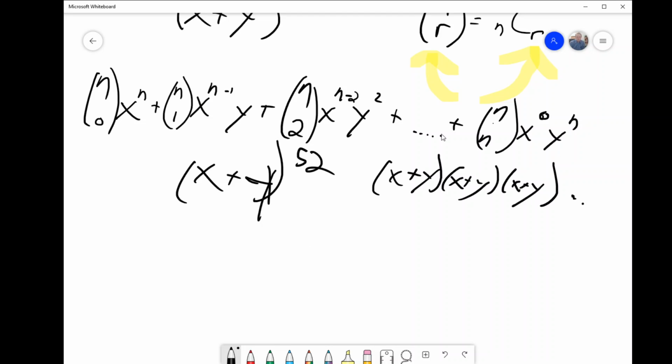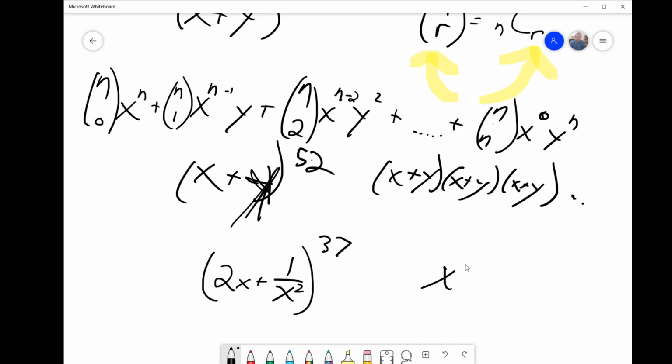But with this expression, we can jump to any term in the sequence. And that's usually what's expected. There are pretty much guaranteed to be questions like this on your diploma, but they're unlikely to say, take x plus y exponent 52 and expand the whole thing. But they are very likely to say, well, if you have 2x plus 1 over x squared to the 37, what is the coefficient of the term with exponent x to the 0? And then you'll have to take a look at how these exponents work out.